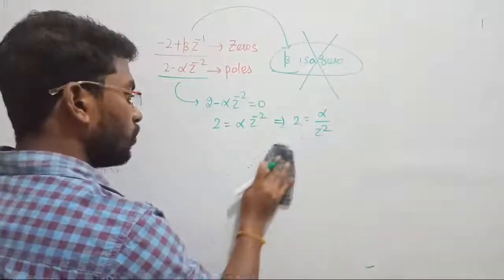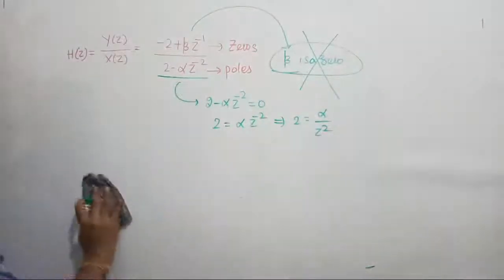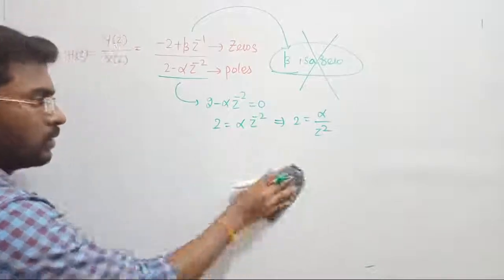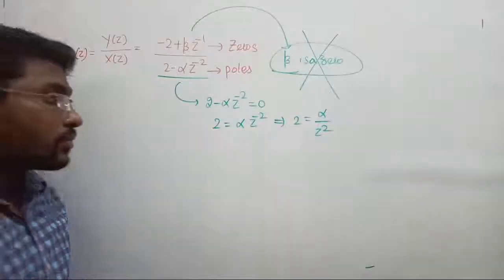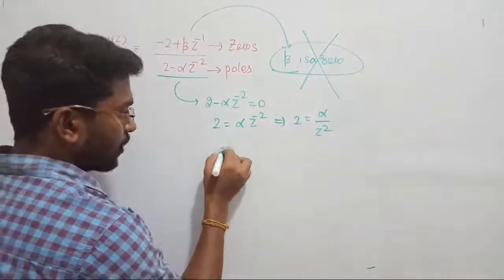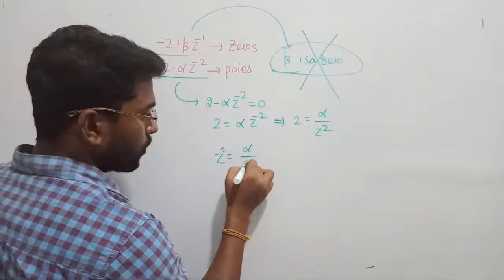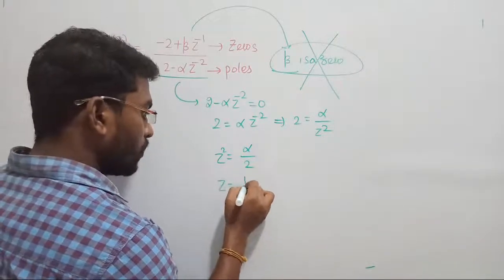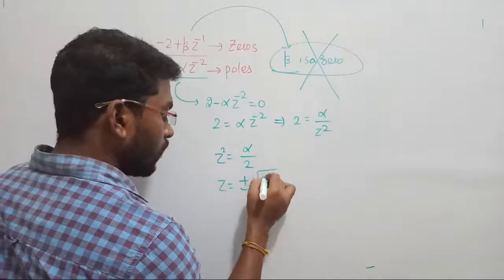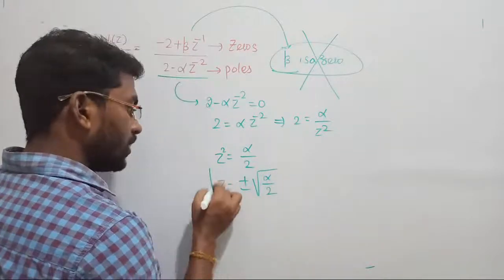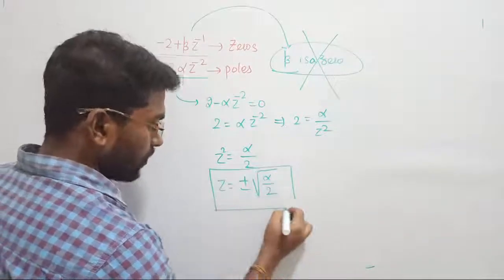Find out the location of the poles, later we will decide. So the answer is what? z square equal to alpha by 2. From this I can say z equals plus or minus the square root of alpha by 2. Clear? That is the value that we got for this system.